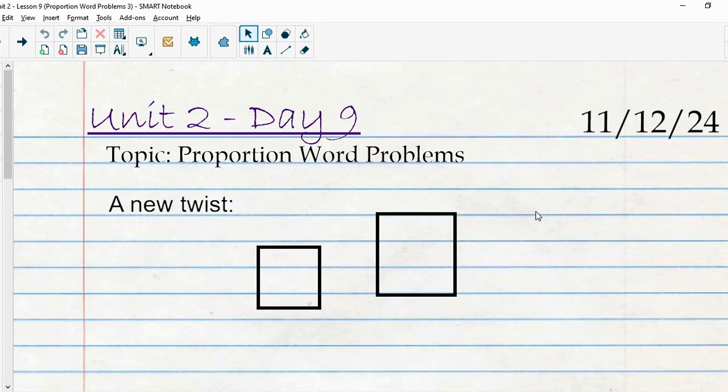So just sketch it out. So press pause right now and sketch it out. So press pause right now.